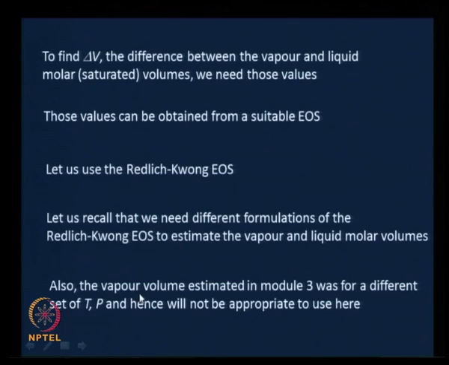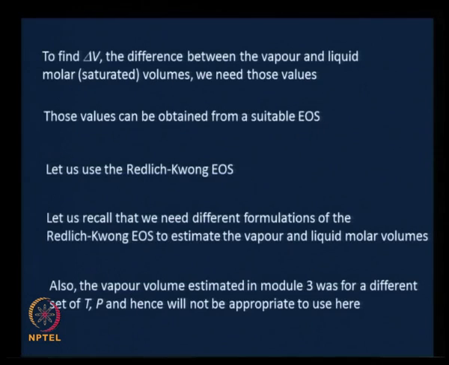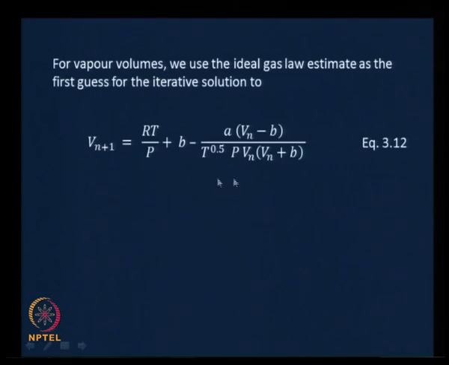Also, the vapor volume estimated in module 3 was for a different set of temperature and pressure. We cannot use that here because it was around 200 degrees C and a pressure of 10 bar. At that pressure, it is going to be a complete vapor, not in a state of equilibrium between the liquid and vapor phases. Here in this problem, it is vaporizing, which means it is in equilibrium between the liquid and vapor phases. This point is somewhere along the vaporization line in the PT diagram. Therefore, we cannot use the value that we calculated earlier. We will have to do the estimations all over again, so let us start with the iterations.